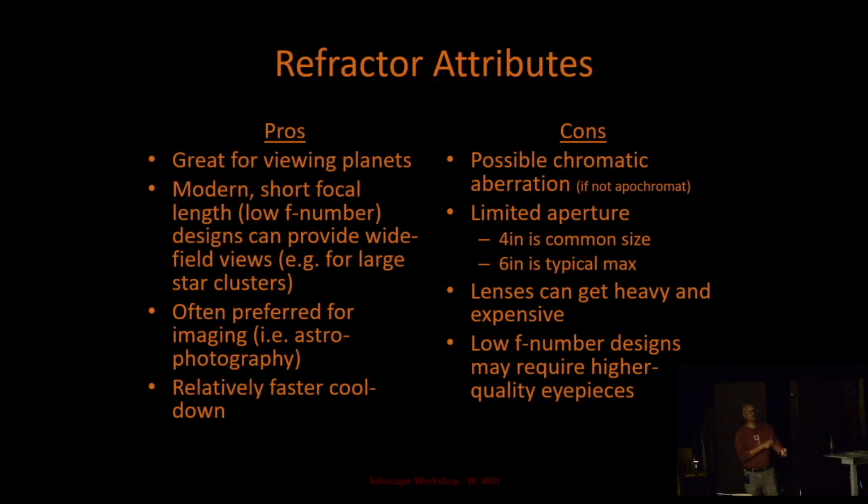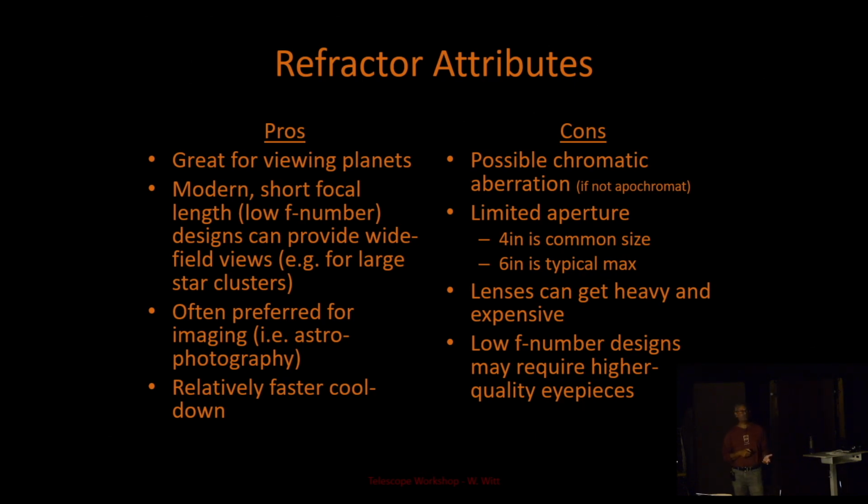All right, so for refractor telescopes, what are the pros and cons? Like with everything, it has pros and cons. And we'll have similar pros and cons for reflectors and for hybrids, and then we can put them all together and compare them against each other. But just talking about the refractor telescopes, they're great for viewing planets. The modern ones have shorter focal lengths, so low F numbers, and these designs can provide wide field views, right? Even for larger star clusters, they're still very good options for observing.